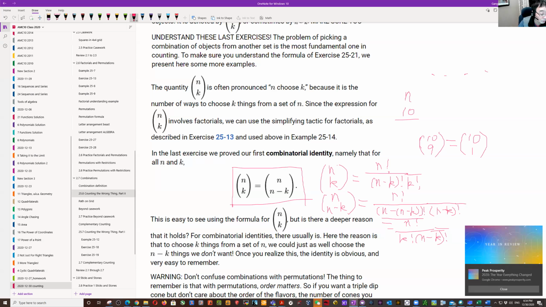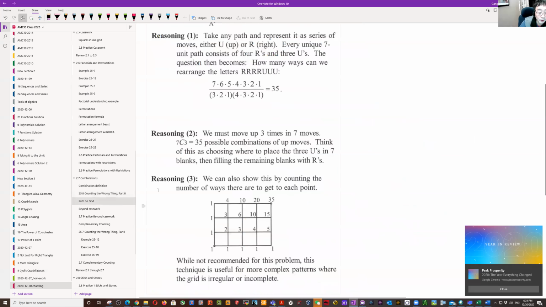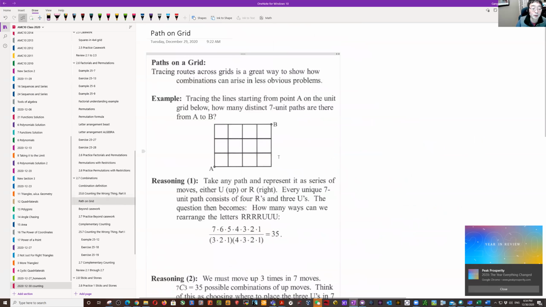And this is actually used extensively in the path on grid problem. The path on grid is a type of problem that repeatedly tests this kind of combination. For example, we want to find how many ways there are to go from point A to point B through the grid. We can label our movement by R and U.